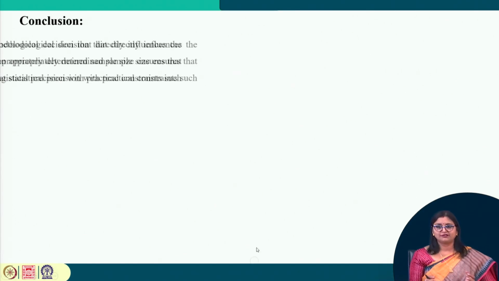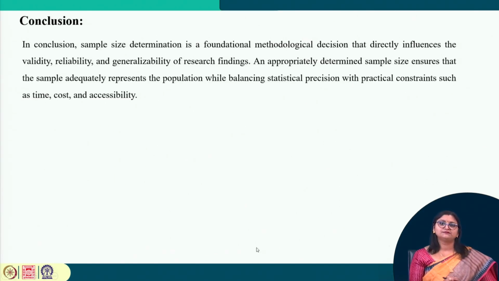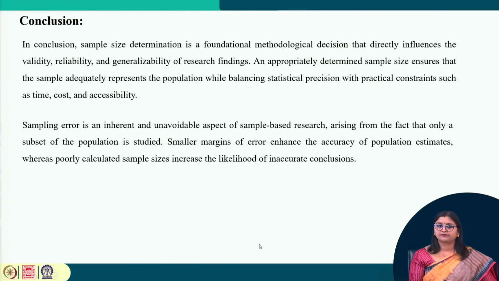Now, we can conclude that sample size determination is a foundational methodological decision that directly influences the validity, reliability and generalizability of the research findings. An appropriately determined sample size ensures the sample adequately represents the population while balancing statistical precision with practical constraints such as time, cost and accessibility.